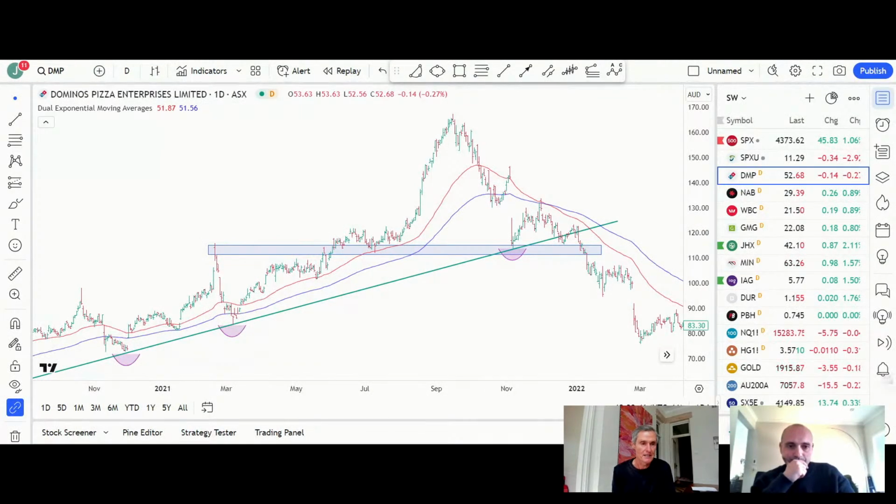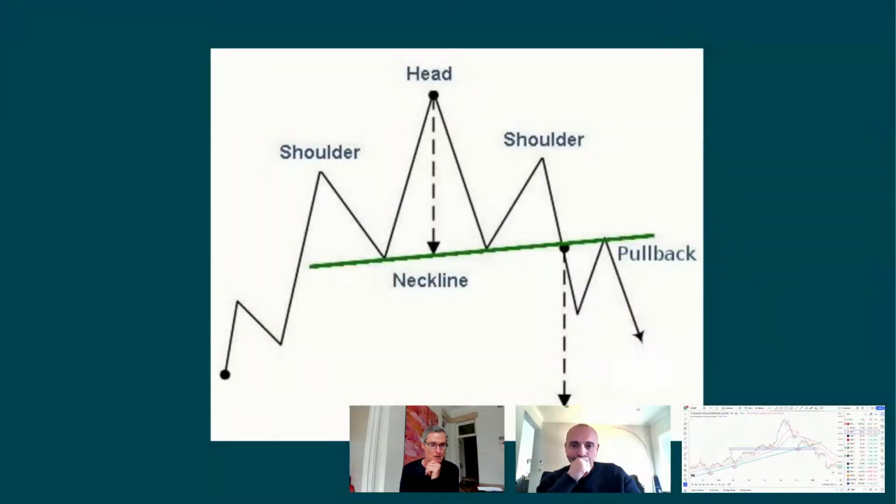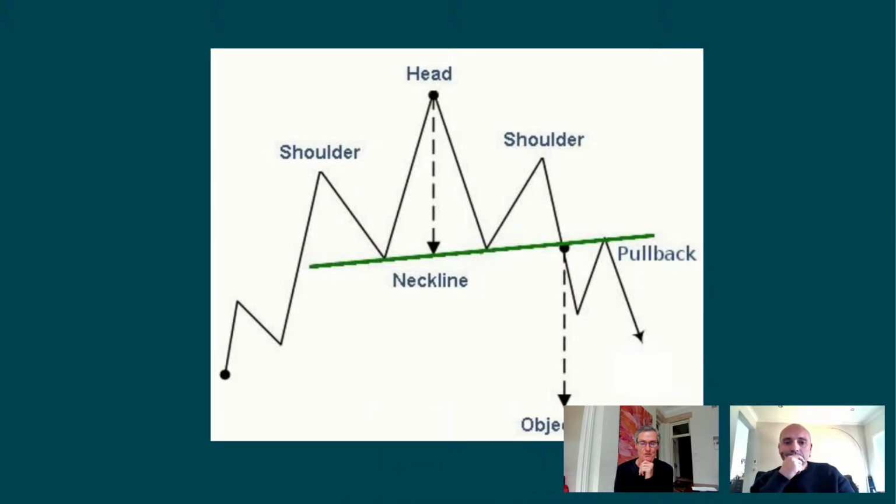So just jump back into these charts, and let's start with, first of all, what I'll do before going to the charts. I'll start with the head and shoulders, but I'll just go through the theory of the head and shoulders first. So this is what a head and shoulders pattern looks like.